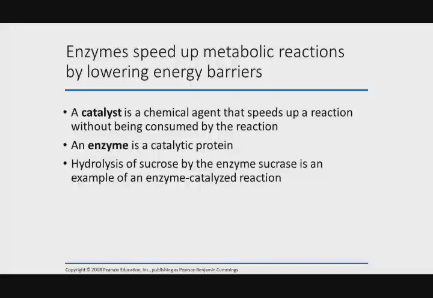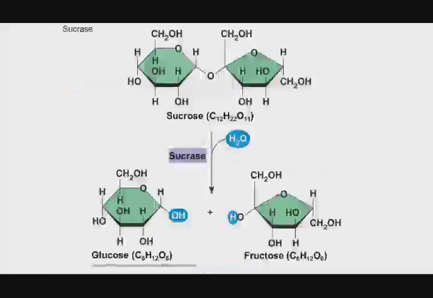So if we look at the hydrolysis of sucrose to glucose and fructose by the enzyme sucrase, again, oftentimes an enzyme will be named with the -ase after its substrate. Now, its substrate in this case is the reactant in this reaction as we break it down into glucose and fructose. Now, this reaction has a negative delta G, so it is spontaneous. But oftentimes the rate of the reaction is so slow it's not biologically usable.